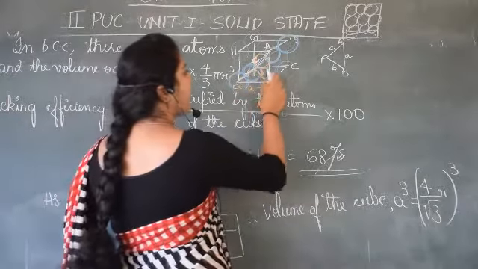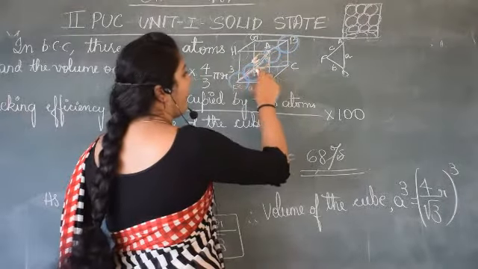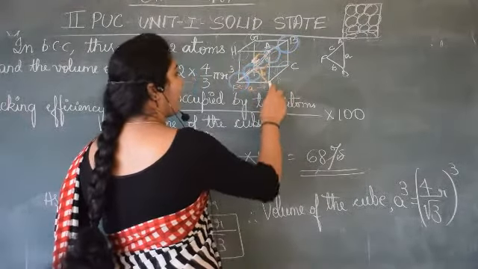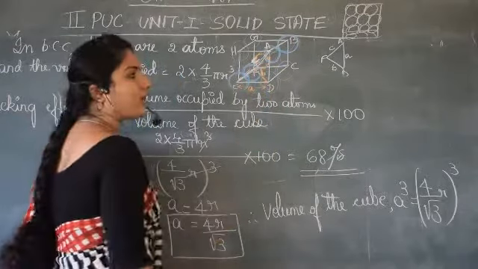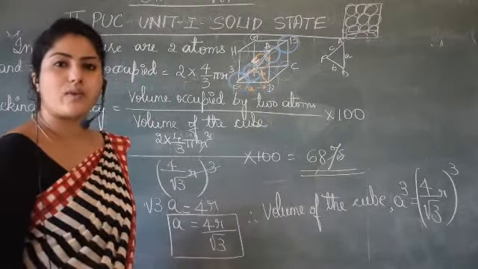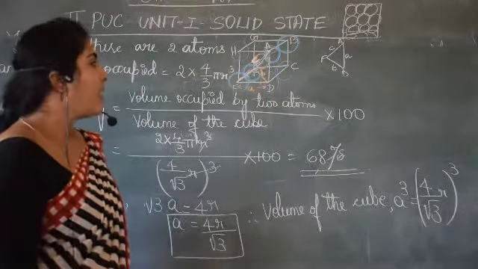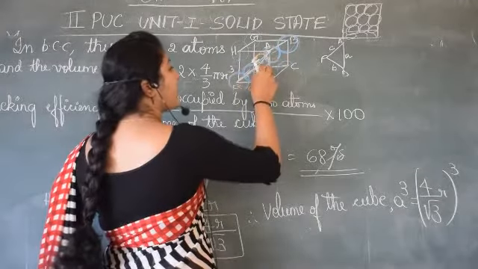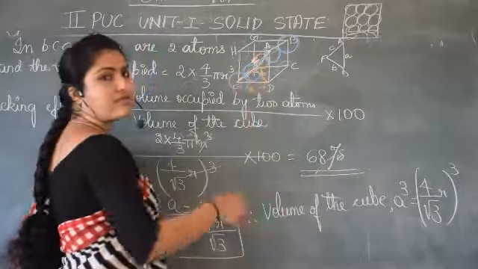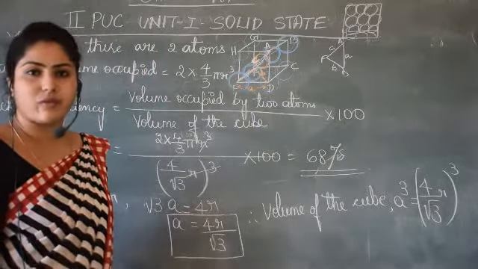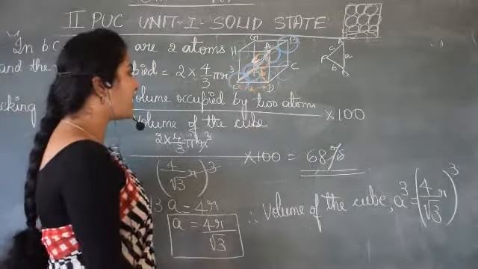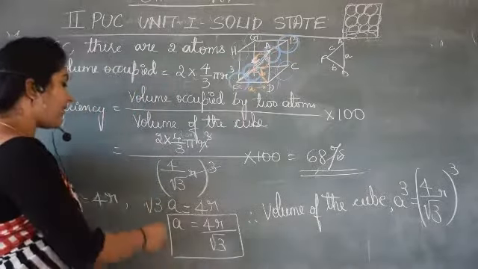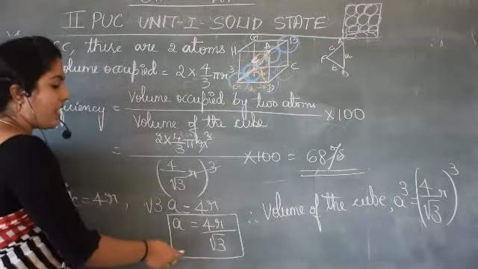Then you consider triangle AFD. From triangle AFD you get C square is equal to B square plus A square, where you get the value for C. Using these and considering the radius, C is equal to 4 times the radius of the spheres. C is equal to 4r. Substitute root 3A is equal to 4r and arrive at the expression for A.